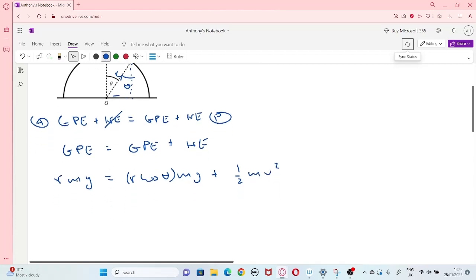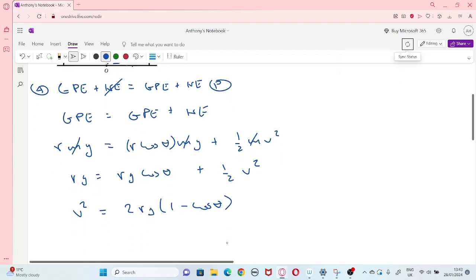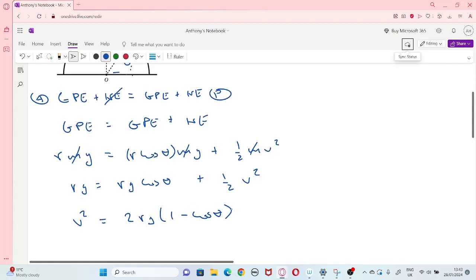Now, as you can see, we've got a common factor of mass, so we can cancel all that out. We get Rg is equal to Rg cos theta plus 1/2 v squared. We can rearrange this to make it equal to v squared. So v squared is equal to 2Rg(1 minus cos theta). So now we've got to find an equation to get rid of our velocity squared, because we only want to find the angle.